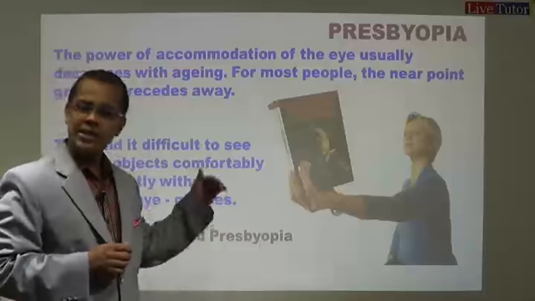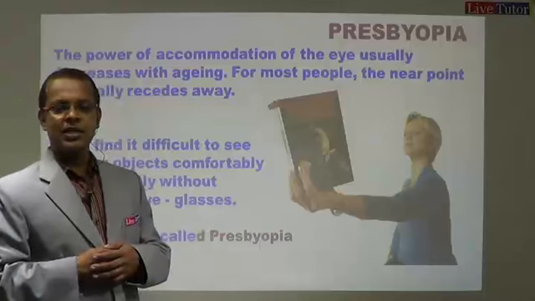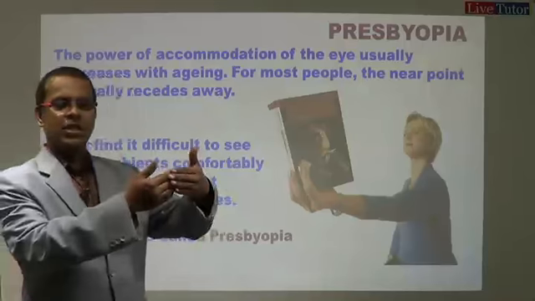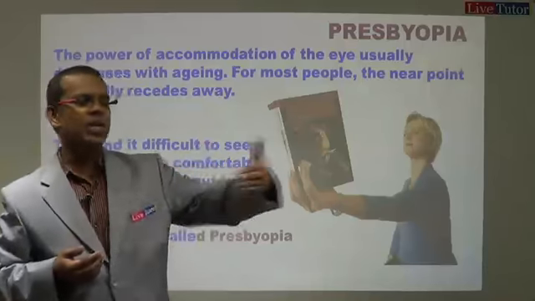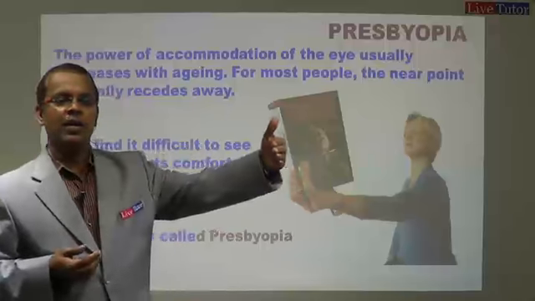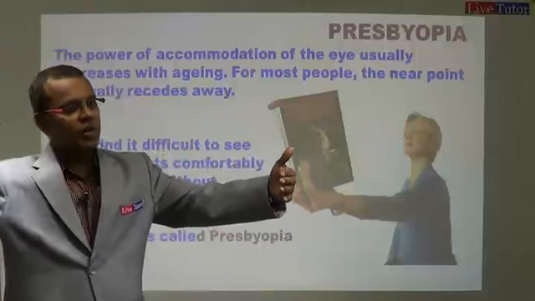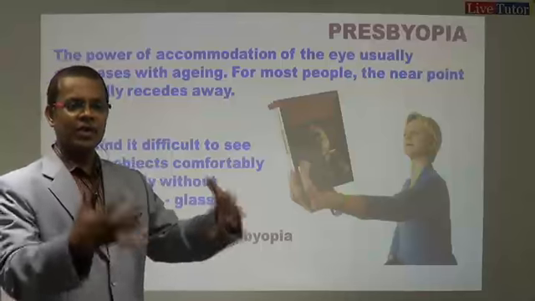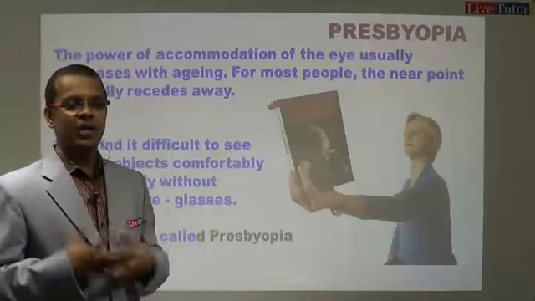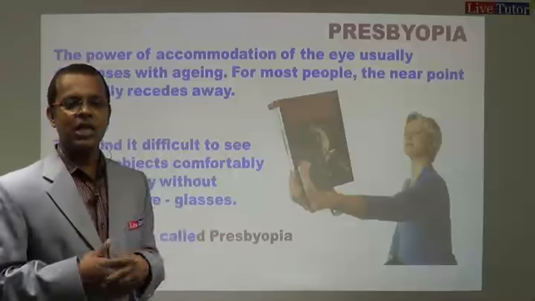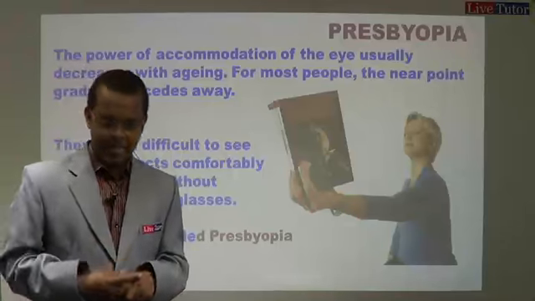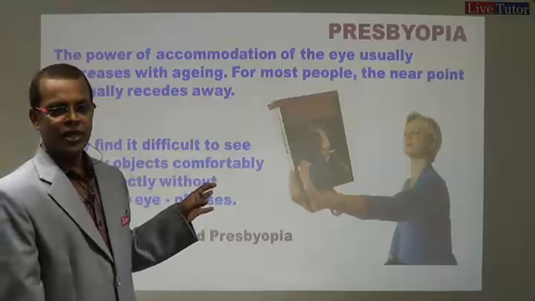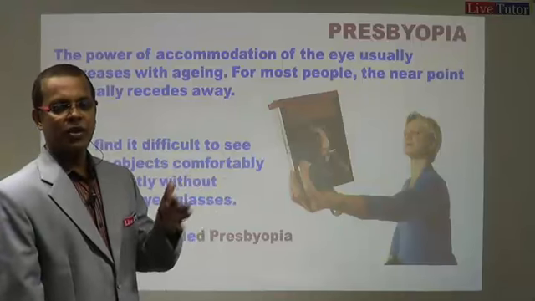So for most people, the near point will gradually be receding away. That means, the second one, what is that? The hypermetropia. Generally it will be receding away, moving far away, so that the image will be formed behind the retina. So they may find it difficult to see the object comfortably without the lens. That is what we call presbyopia.